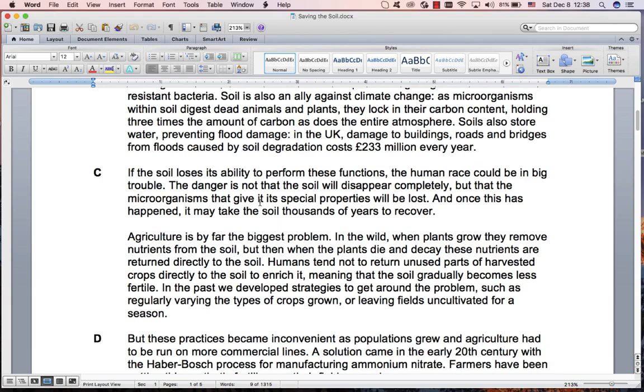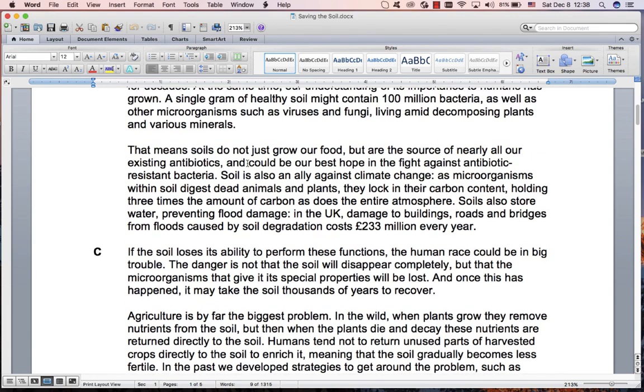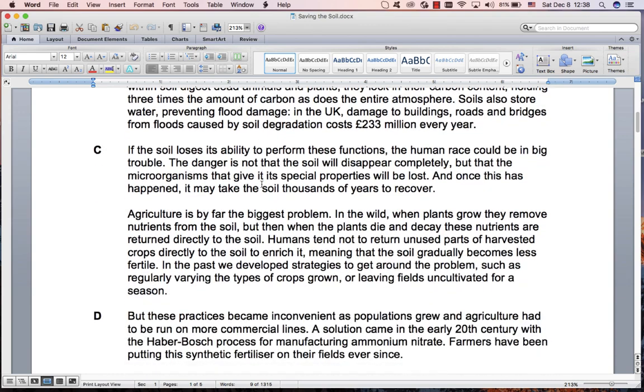probably somewhere over there. It's possible that IELTS can go back. Remember, they can do that. But I would start over here. And if your scanning is good, you could probably see that pretty quickly. So what do they say about that? Humans tend not to return unused parts of harvested crops directly to the soil to enrich it, meaning that the soil becomes less fertile. So this is really our target sentence over here.